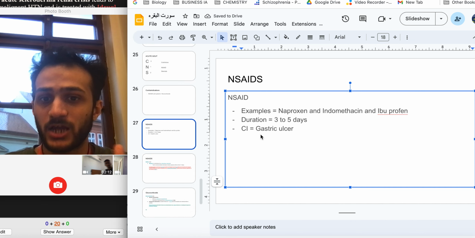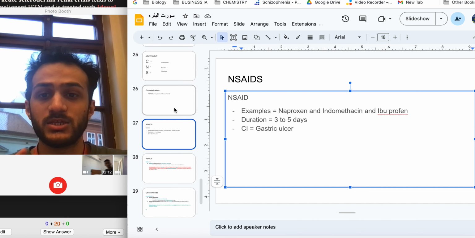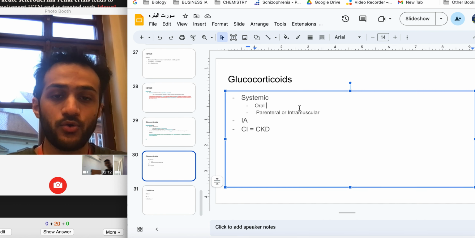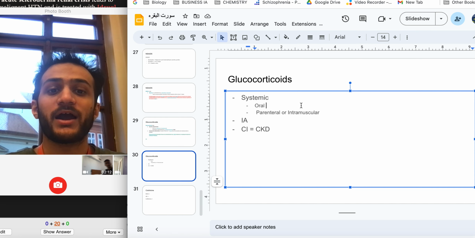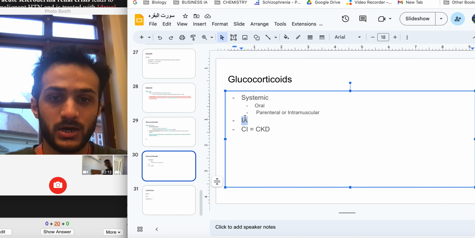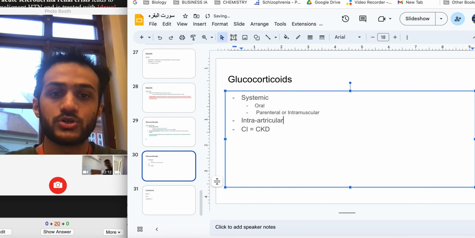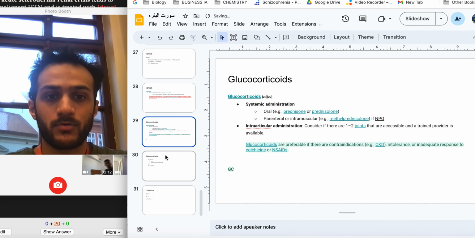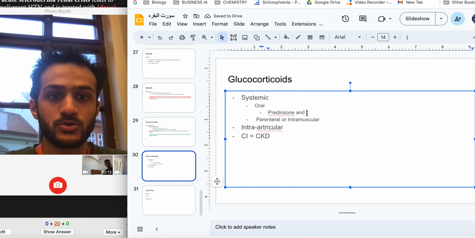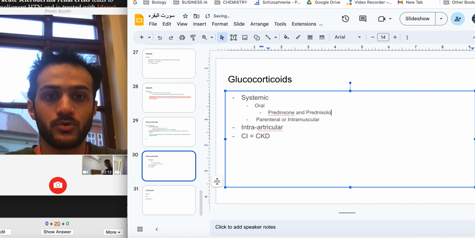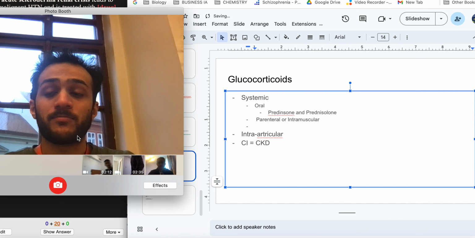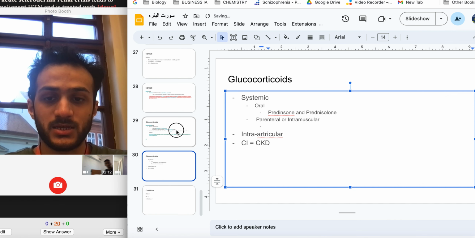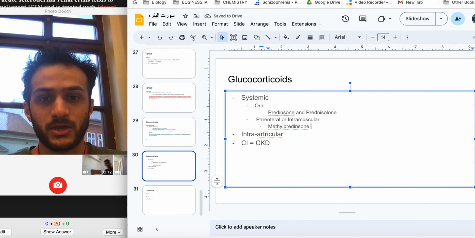Which drugs do we give in patients with gastric ulcers? That brings us to the glucocorticoids. Glucocorticoids can be divided into two main types: systemic and intra-articular. The systemic ones can also be divided into two. Oral: prednisone and prednisolone. We also have parenteral and intramuscular, which can be your methylprednisolone.